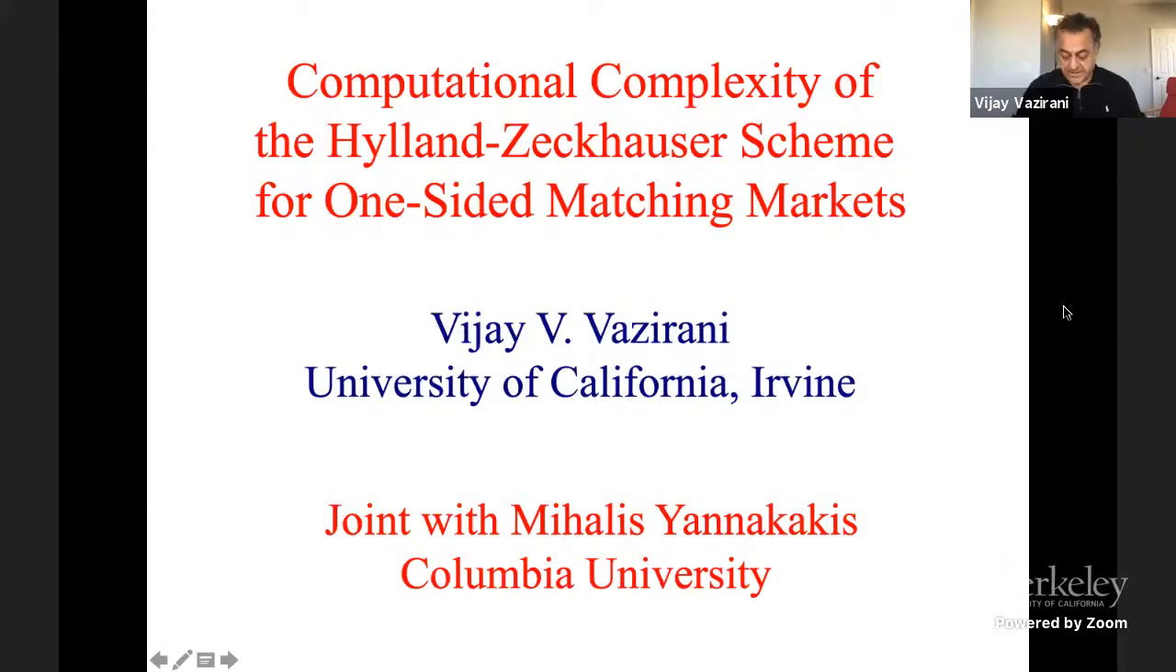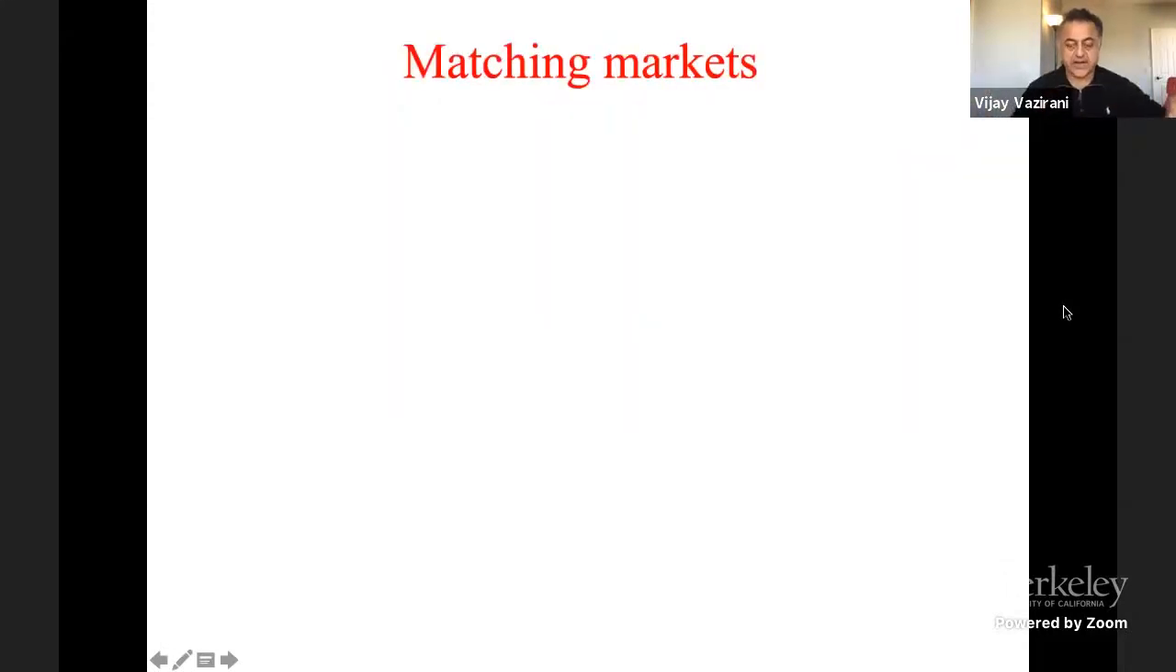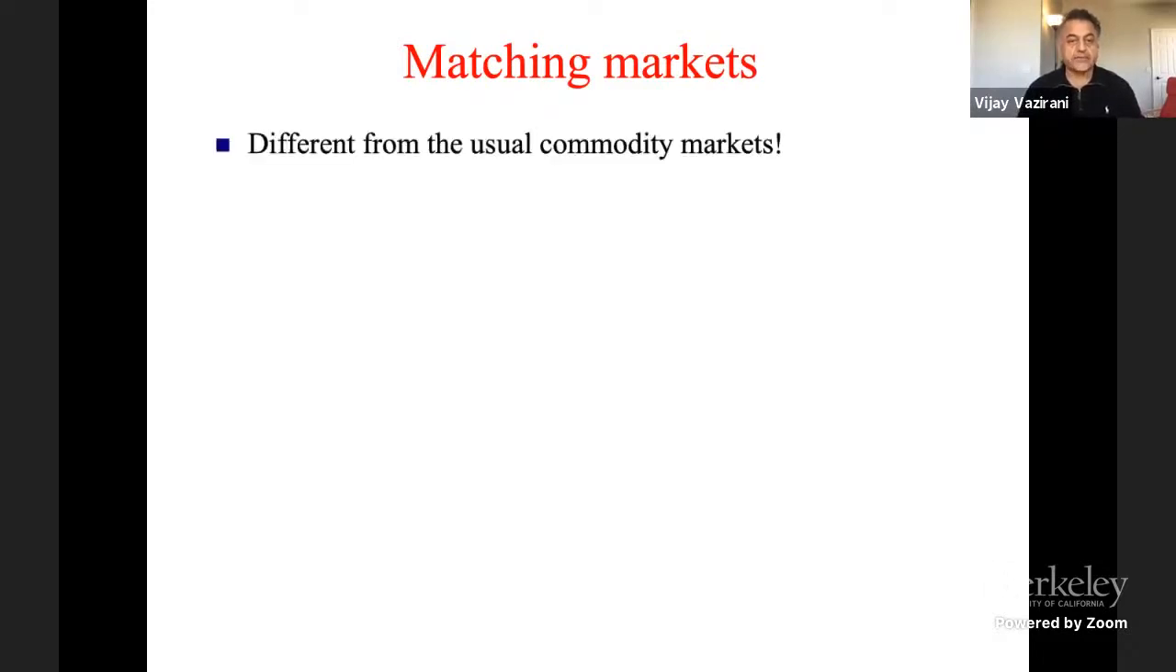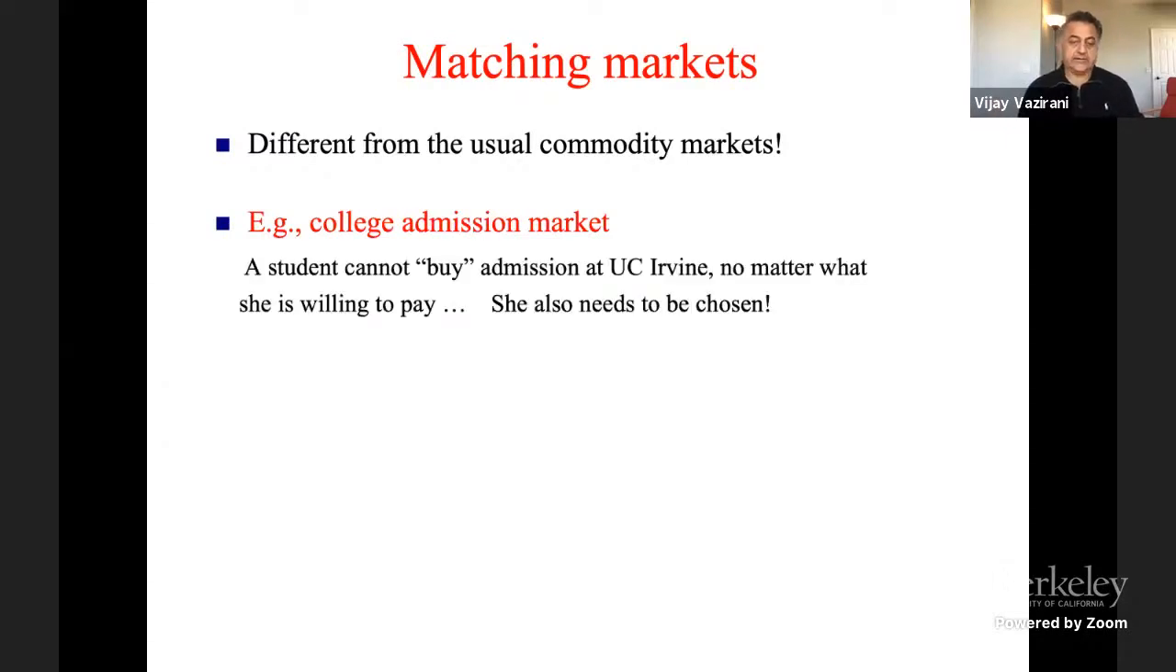Okay, and this is for one-sided matching market. So I know this is a very diverse crowd, so let me just say what a matching market is. These are different from commodity markets in that, say for instance, college admission is a matching market. And the interesting thing to see here is that a student cannot buy admission to UC Irvine, no matter what she's willing to pay. She also needs to be chosen. That's talking about UC Irvine. At USC, some people have bought admission. Some rich and famous people bought admissions for their daughters, and then they had to go to jail.